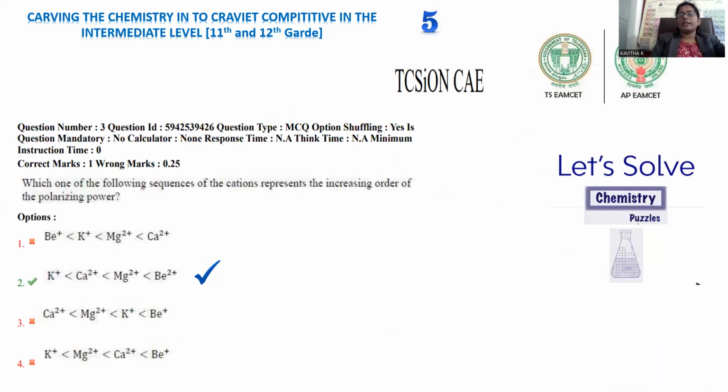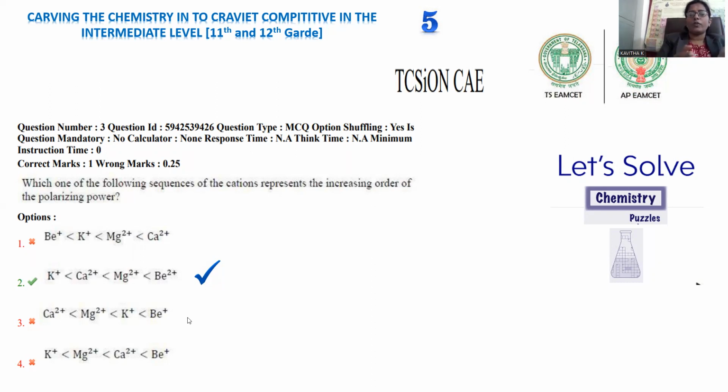Question number 5 is collected from TCS iON CAE. It is a competitive exam question paper that was taken, and a detailed solution is provided to you. Which one of the following sequences of the cation represents increasing order of polarizing power? This is related with the covalent bond formation.